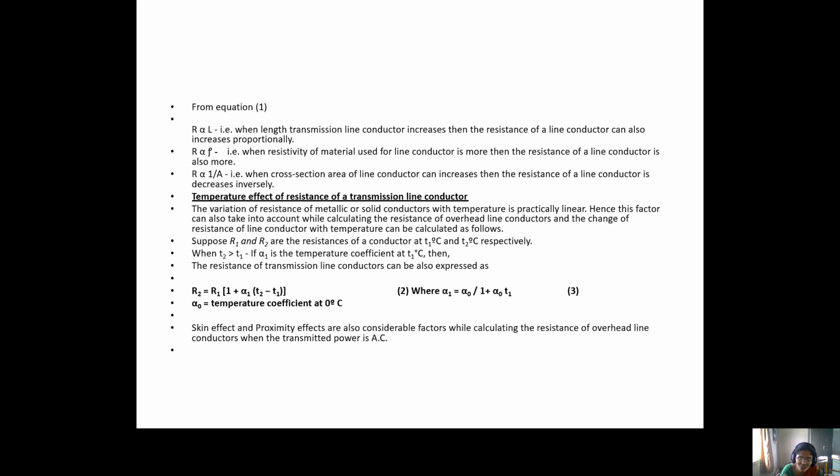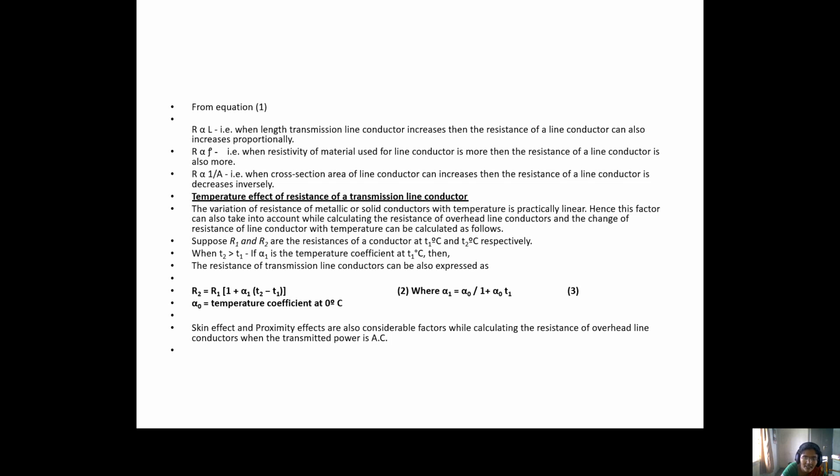Okay, so these are the relations among the resistance. Compulsory, there will be a temperature. The temperature will affect the resistance of the transmission line conductor. How will the temperature affect the resistance of the transmission line conductor? Now here you have to see.